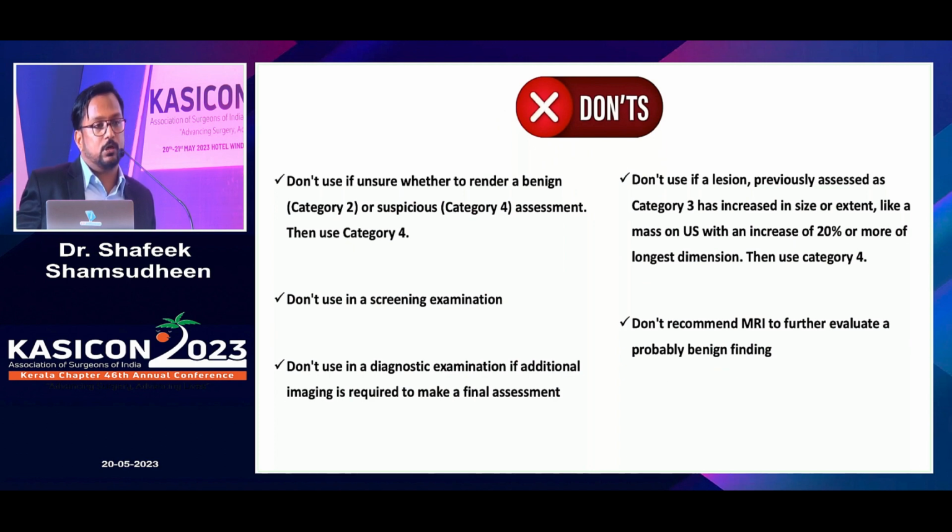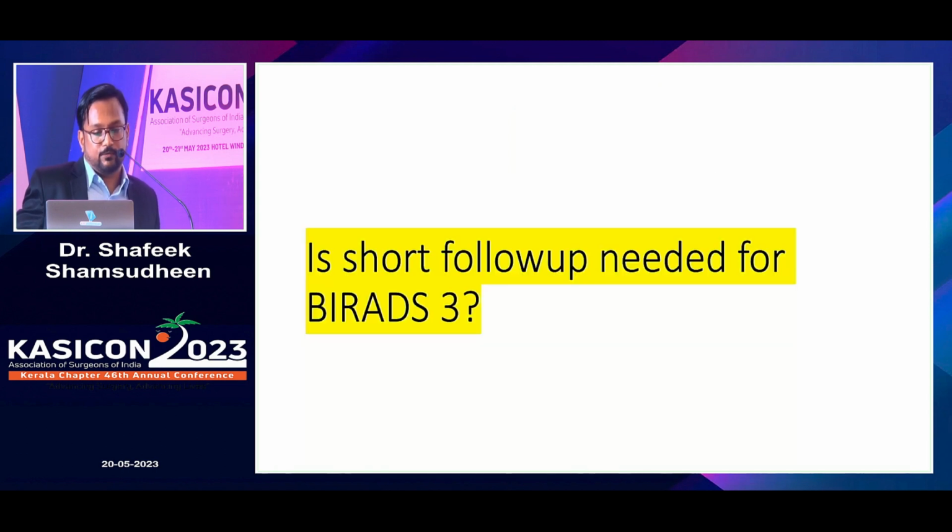The don'ts: don't use BIRADS 3 when the radiologist is unsure of what the lesion is. If you are unsure, make it BIRADS 4. And don't use it in a screening examination. And if a lesion changes in size or extent by more than 20%, as told earlier, then use category 4. A few questions on BIRADS 3: is short follow-up needed for BIRADS 3?